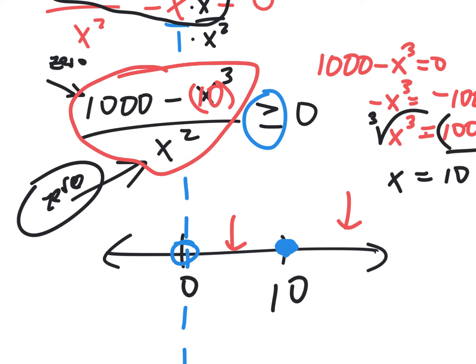I better not try to do that. I'm just guessing. But I better check the numbers between 0 and 10 to make sure it works. I'm going to put in a 1 and see if it works. So I go back into my equation. I put in a 1 just to see if 1 would work. I put in a 1 right here, and I get 999 over 1, and that's definitely greater than 0, so it works. So this is my zone.